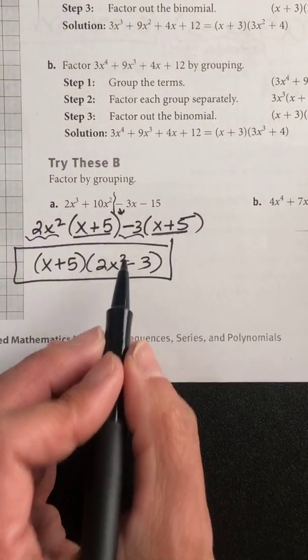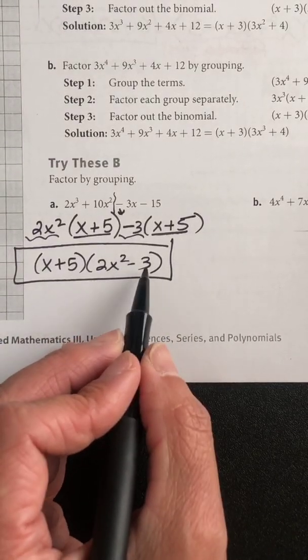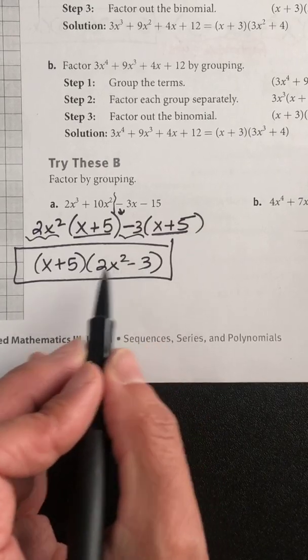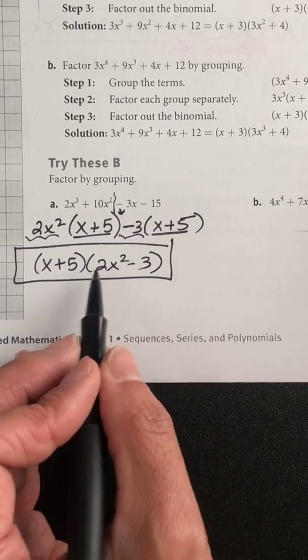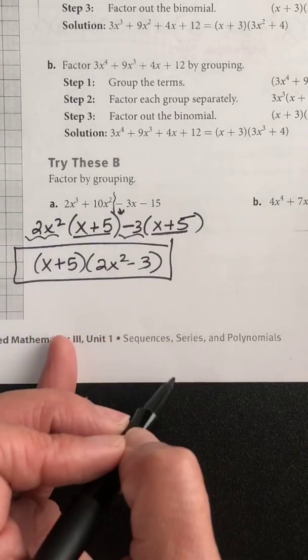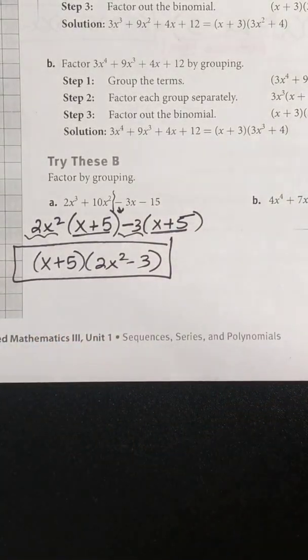Now, anytime you get an x squared, you always want to look at it and ask, can I factor that anymore? Nah, the only way that we could, this is only 2 terms, it would be if it were a difference of 2 perfect squares, and 2 is not a perfect square, and 3 is not a perfect square. So we're done.